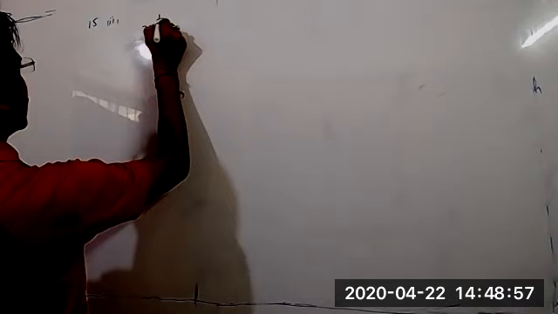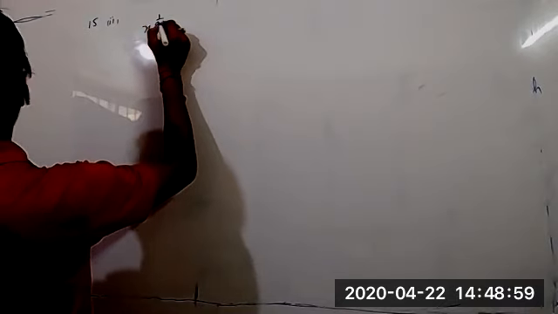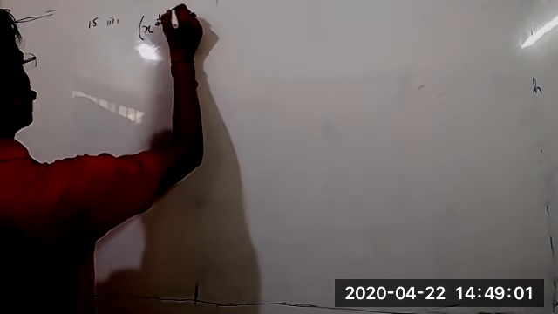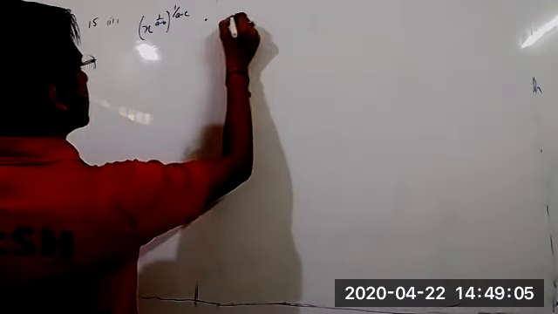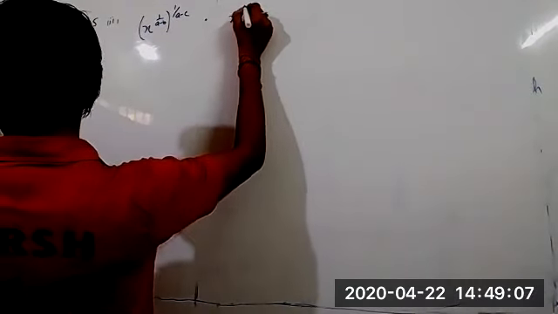So 15th main, second one. The question is x to the power 1 by a minus b, 1 by a minus c, x to the power 1 by b minus c. Anyone who did this question?